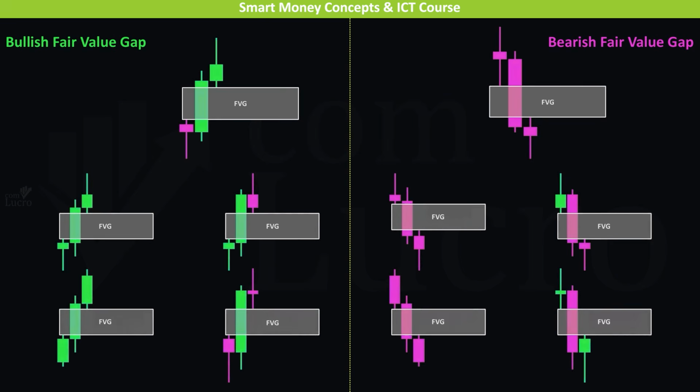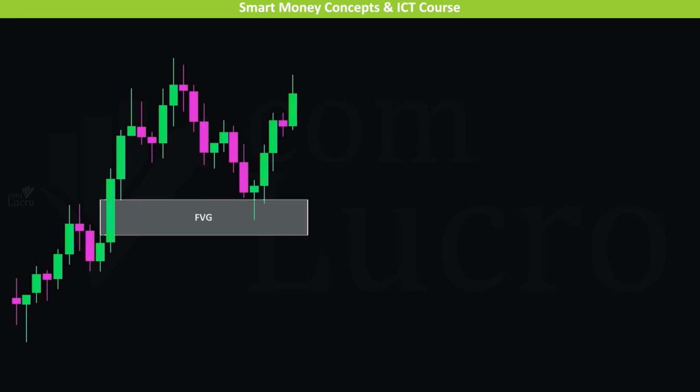But what do fair value gaps actually tell us about price behavior? A bullish fair value gap represents a buy-side imbalance, meaning buyers were stronger than sellers, often driven by large institutional activity. This creates an inefficient move in price, and the market will often return to the fair value gap area to fill or mitigate it. The same principle applies in a bearish scenario.